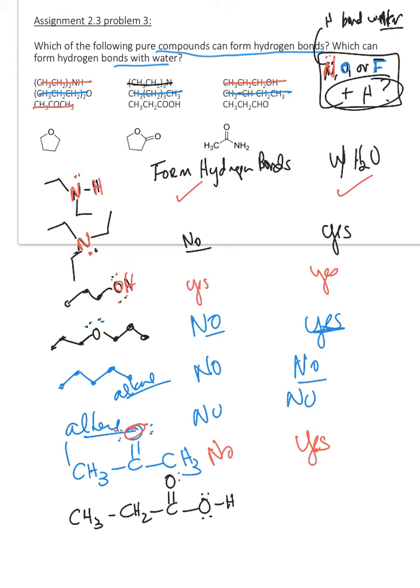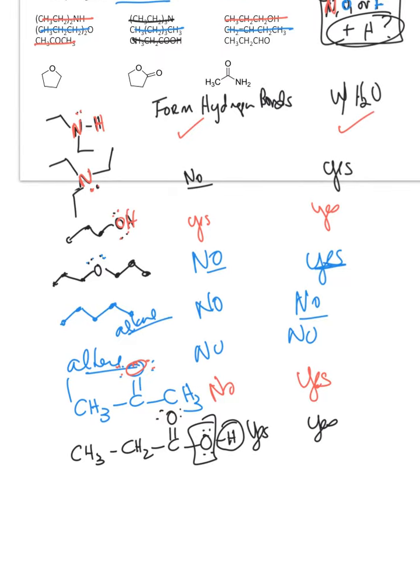And as you can see, it has the oxygen lone pair, and it also has the hydrogen. So this is a yes and a yes. And the last one is an aldehyde. You'll see that they're classified like the ketone above. This was a ketone. This is an aldehyde. Because that hydrogen is not connected to a heteroatom, that would mean no, but it can hydrogen bond with water because of its oxygen lone pairs.